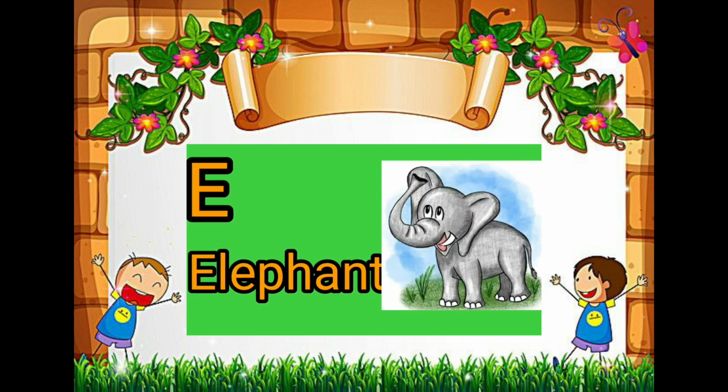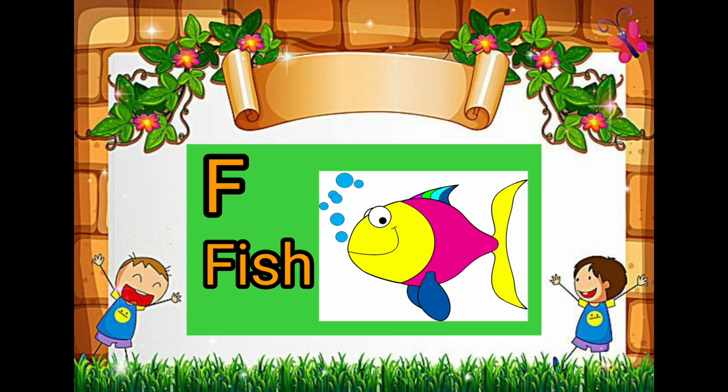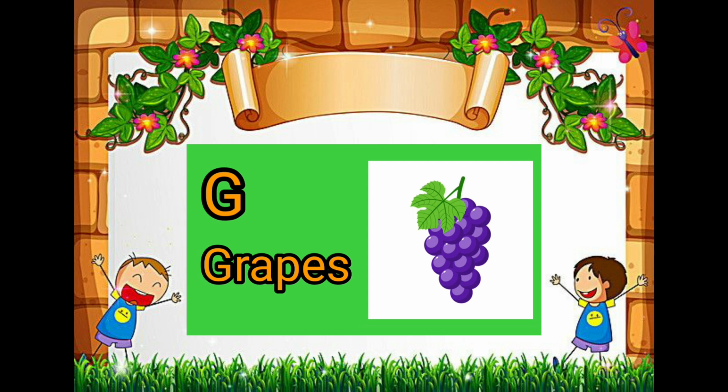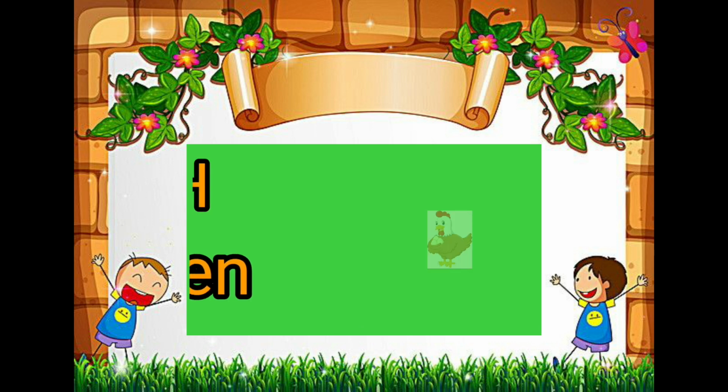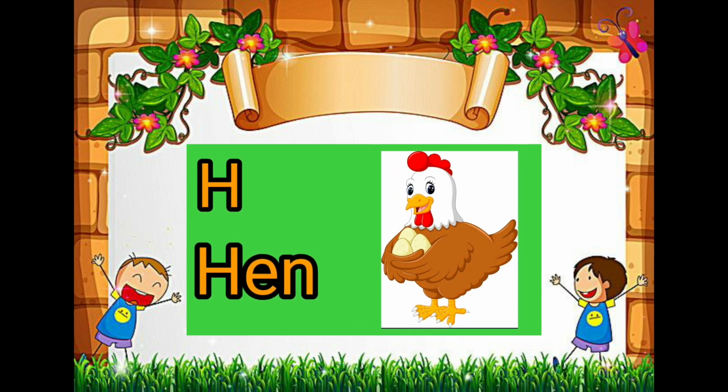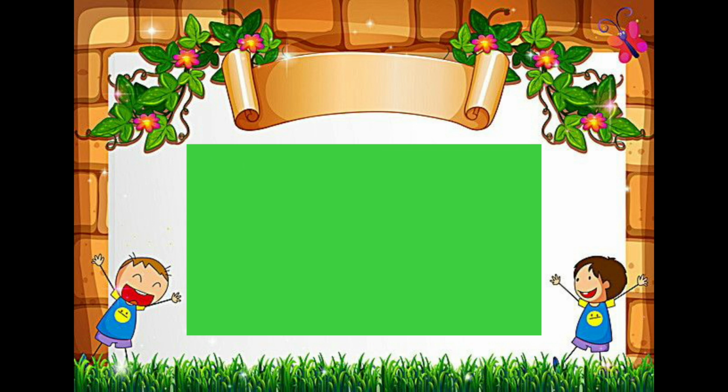E for elephant, elephant means hathi. F for fish, fish means machli. G for grapes, grapes means angoor. H for hen, hen means murgi.